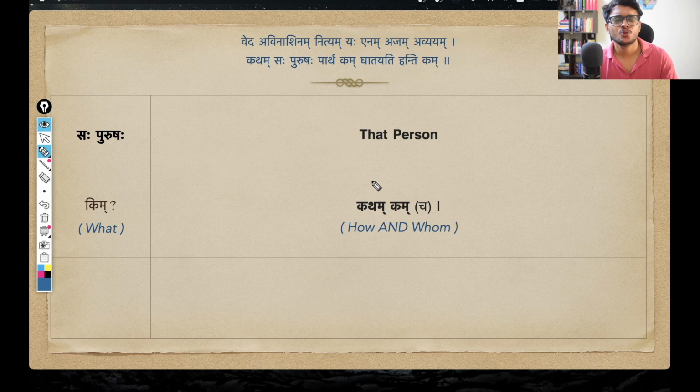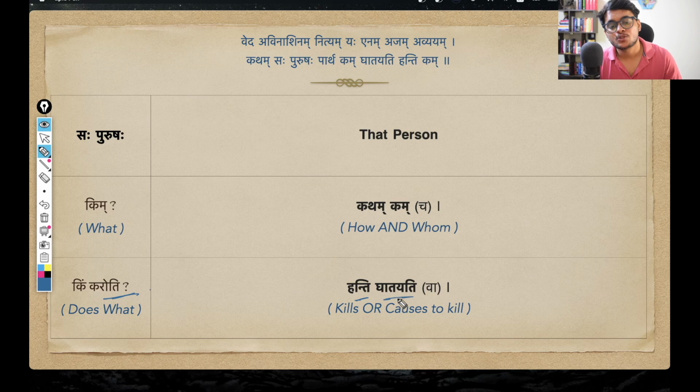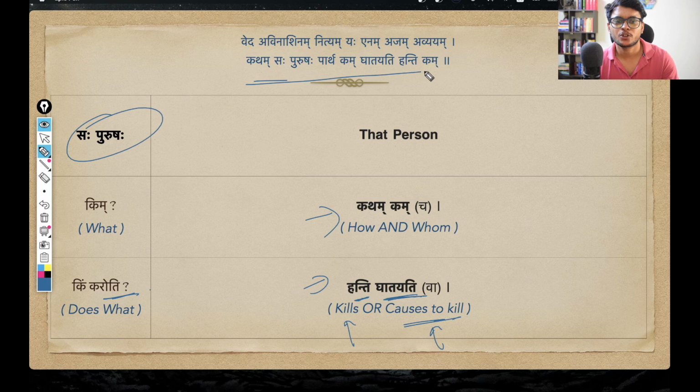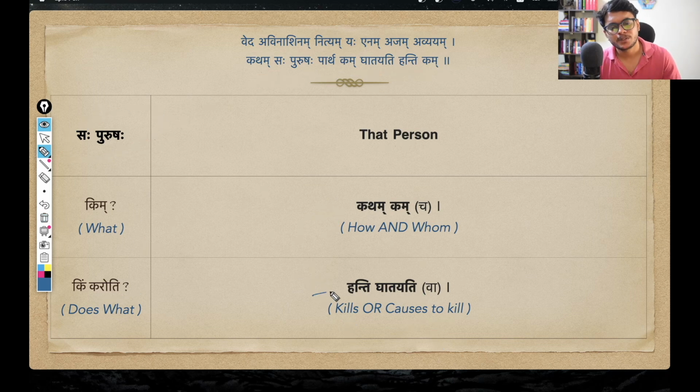So basically two questions, how and Kam, which is to whom. And we get two actions also. We get Hanti, that means kills, and we get Ghatayati, that means causes to kill. These are basically all the words that we are getting from this second line of the shloka. And what is the full cohesive meaning of this? We'll come to it. But first, let us understand these words, hanti and ghatayati.